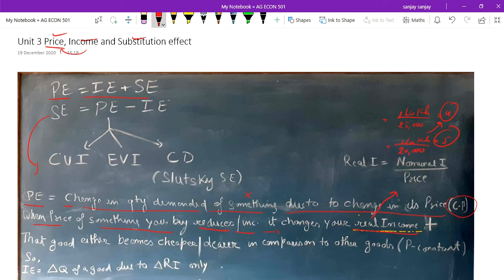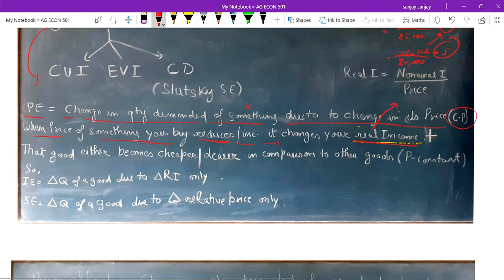So you are going to change the quantity demanded of a good due to changing real income because the price of something has changed. And there is another reason also. That fridge whose price has increased has now become expensive in comparison to other fridges. So that good either becomes cheaper or expensive in comparison to other goods also, when the prices of other goods are constant. So when the price of a certain thing changes, your quantity demanded for that thing changes due to two reasons. First, due to change in real income, which is called income effect. Second, due to change in relative prices, the price of the thing you are buying and its substitutes. This is called substitution effect.